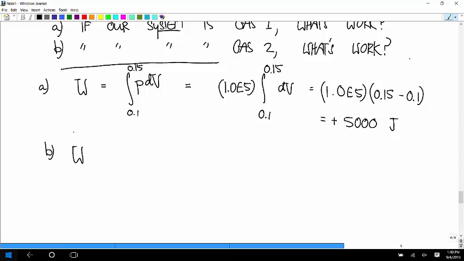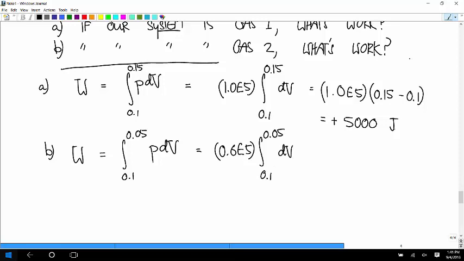And now for part B, now we're isolating the other gas. The work is equal to the integral from, so this one starts at 0.1 and decreases to 0.05. The pressure, so PdV. Constant pressure for that gas is 0.6 times 10 to the 5. And we're multiplying that by the integral from 0.1 to 0.05 dV. And so we get 0.6 times 10 to the 5th times 0.05 minus 0.1.